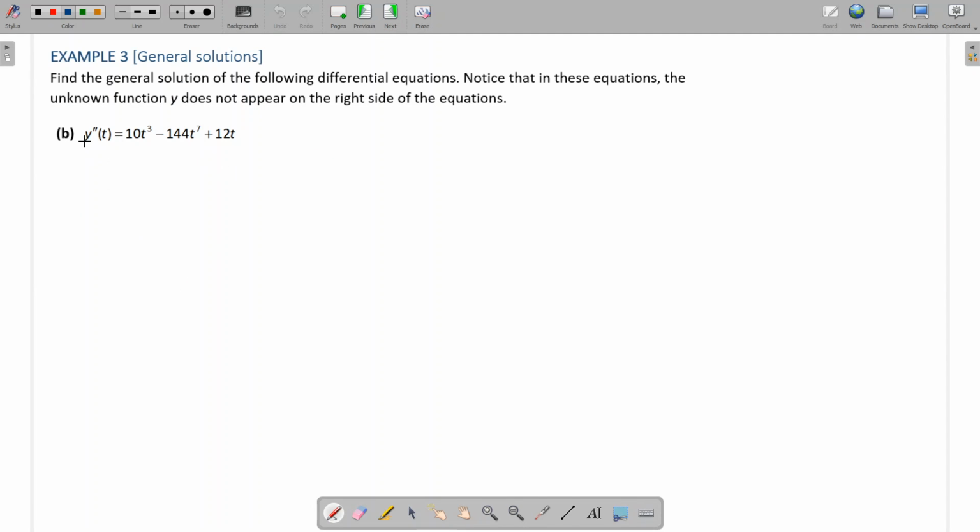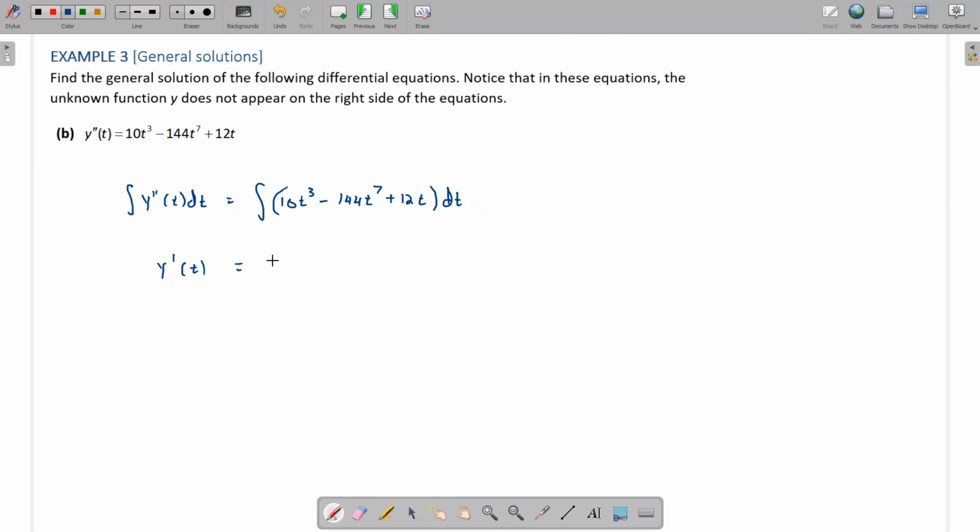So this one, they gave us the second derivative, so we'll need to do the same process twice. So we'll first take the antiderivative on both sides. So over here, when we take the antiderivative, we will just get the first derivative. And again, I'm not going to put the c, we'll just put the c at the end over here.